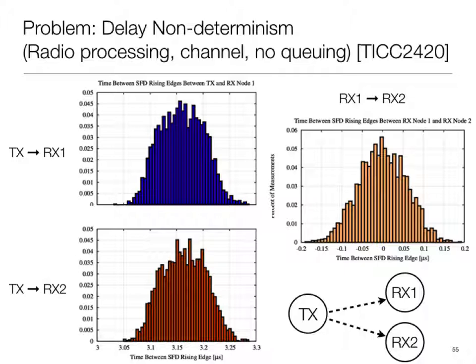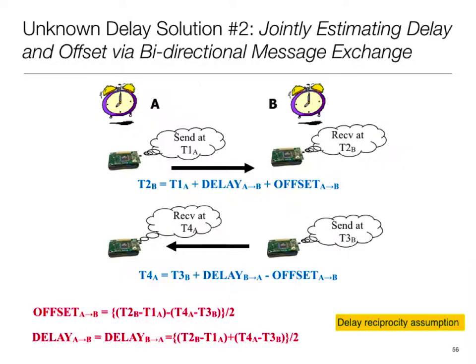If I can't calibrate statically, can I do it at runtime? Can I develop a strategy so that at runtime I can deal with this challenge? And the answer is yes, sure. That leads to this approach, where, loosely speaking, I'm jointly trying to estimate the delay and the offset.